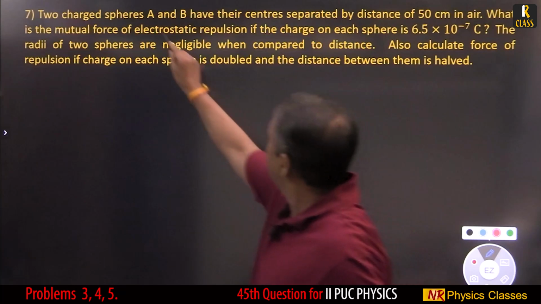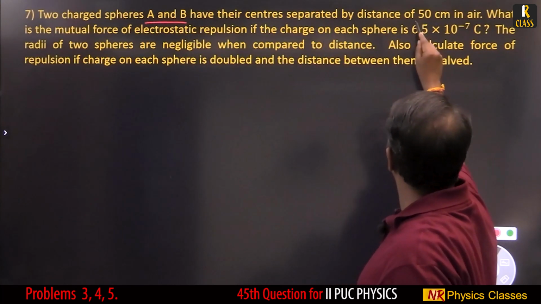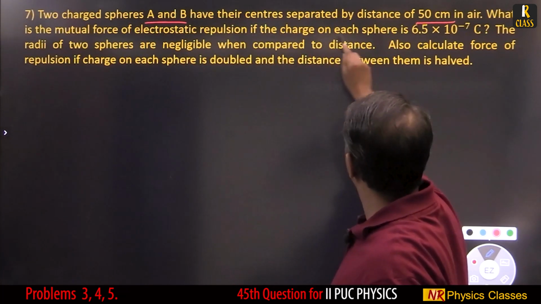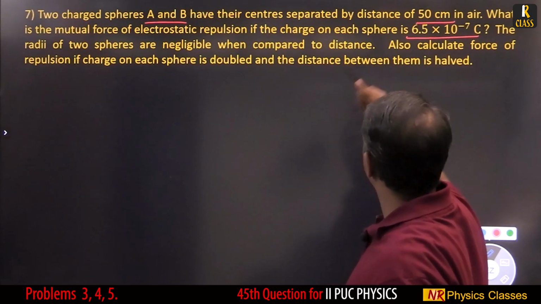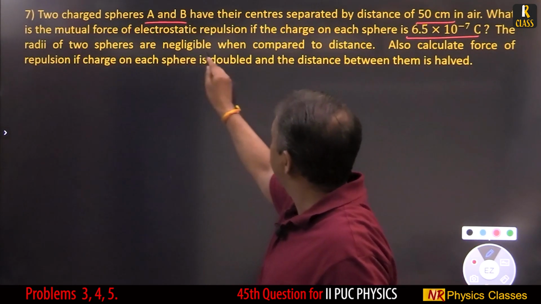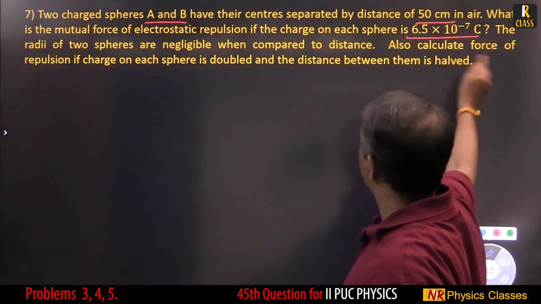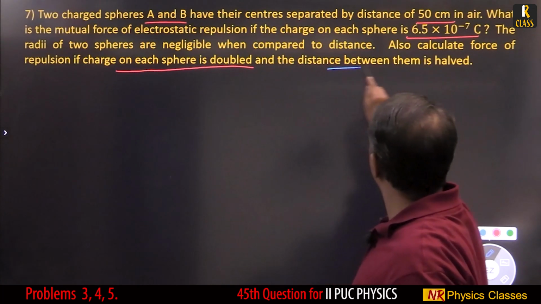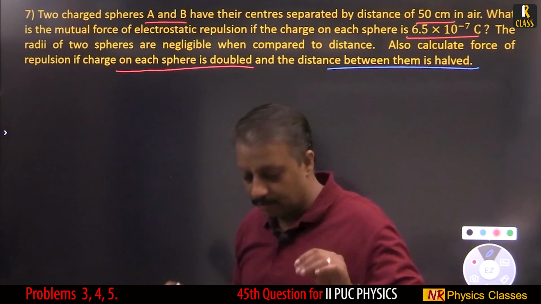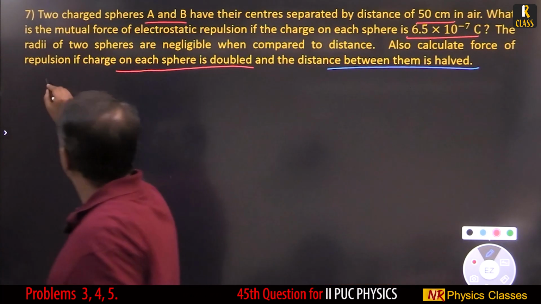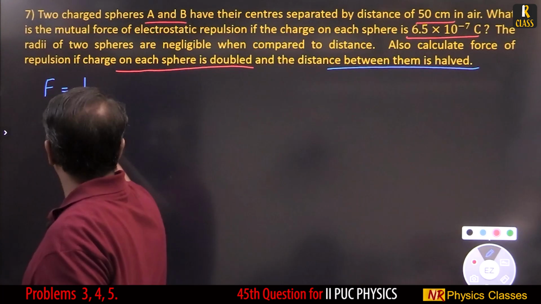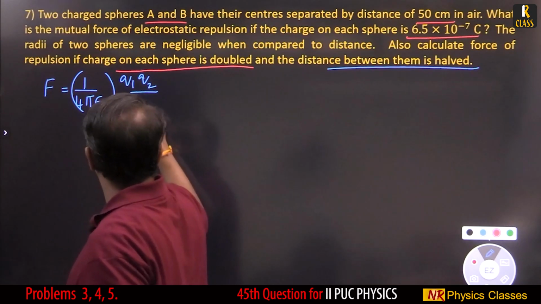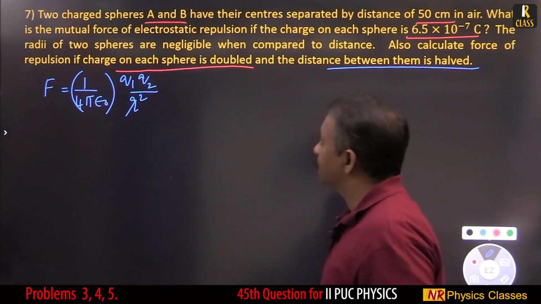Two charged spheres A and B have their centers separated by 50 centimeter in air. What is the mutual force of electrostatic repulsion if the charge on each sphere is this? The radii of the two spheres are negligible compared to the distance. Also calculate the force of repulsion if the charge on each sphere is doubled and the distance between them is halved. So it is force. Write the formula for force. F equal to 1 by 4 pi epsilon naught Q1 Q2 by R square.